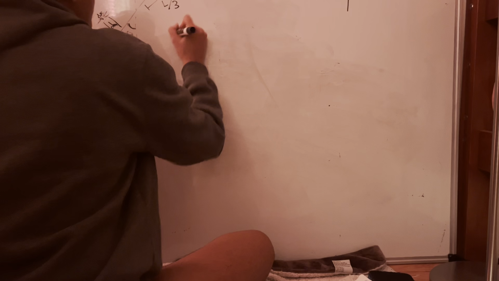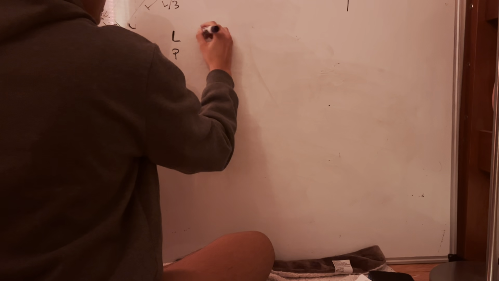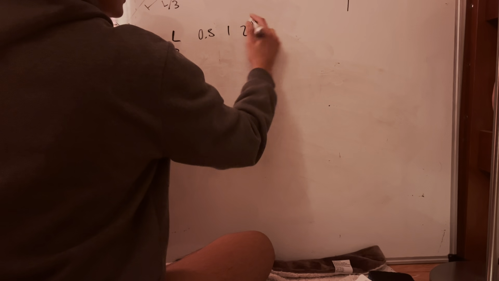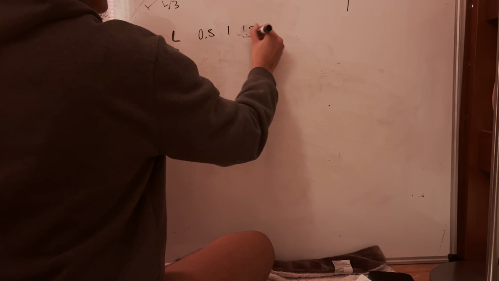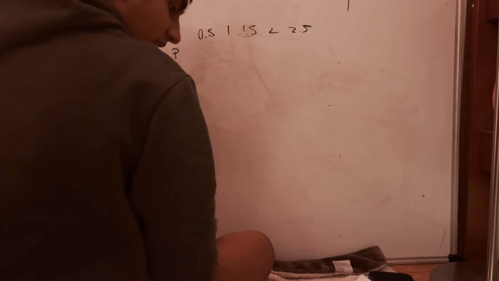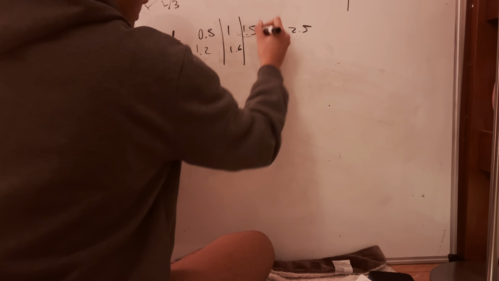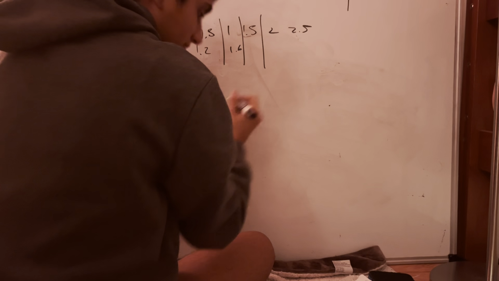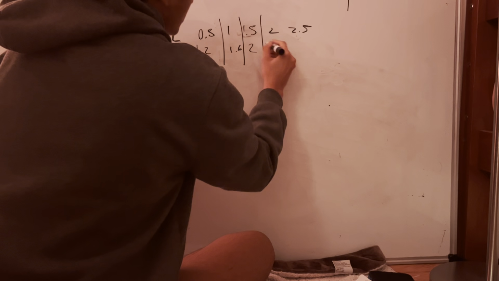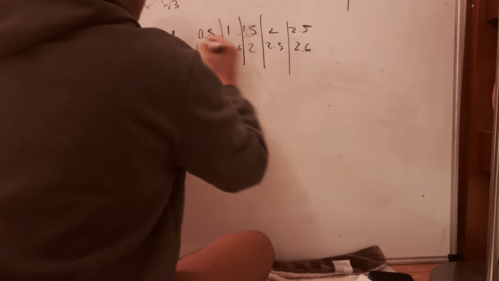And the table just says that we have L and we have period, and we have 0.5, 1.5, 2, 2.5. And this is 1.2, 1.6, 2, 2.3, and 2.6.